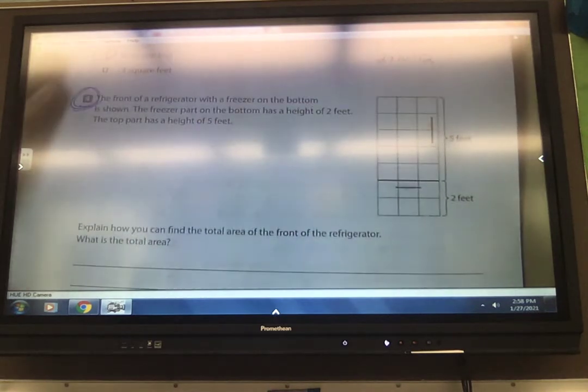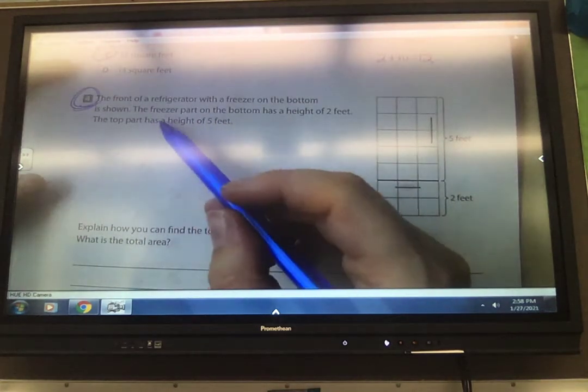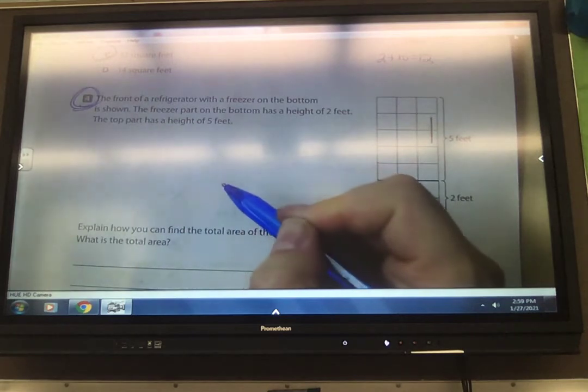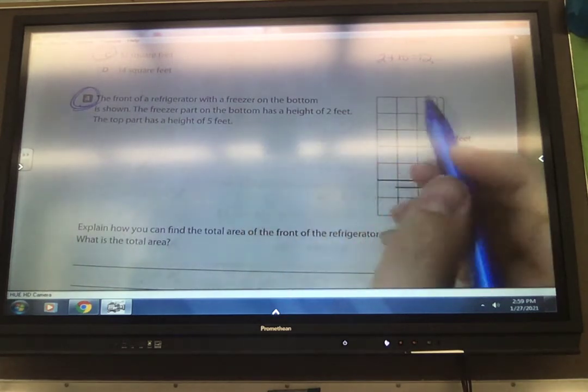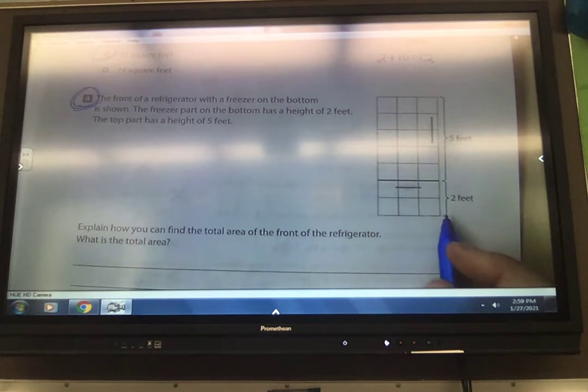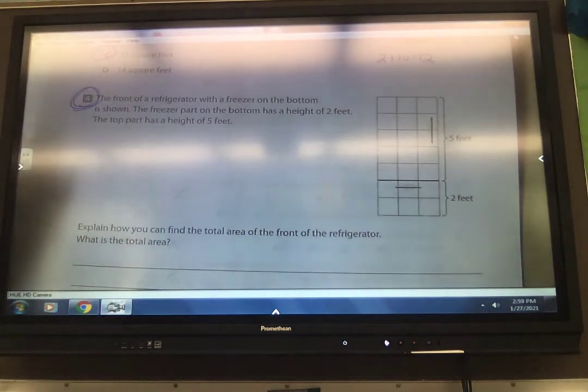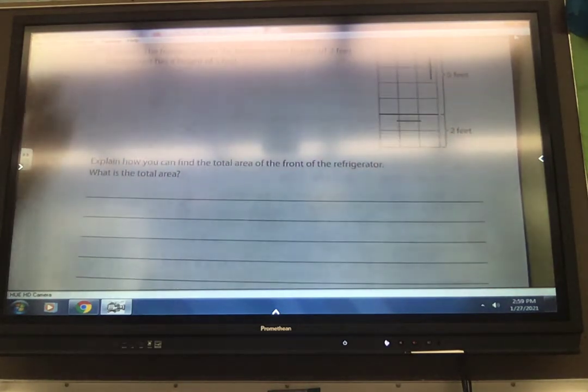Number 4. A refrigerator with a freezer at the bottom is shown. The freezer part on the bottom has a height of 2. The top part has a height of 5. Explain how you can find the total area of the front of the refrigerator.